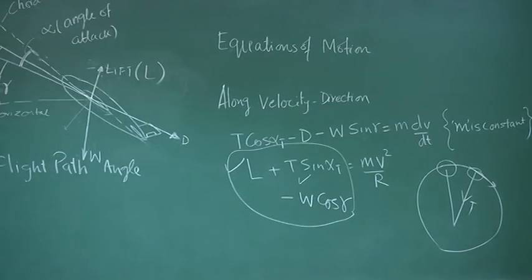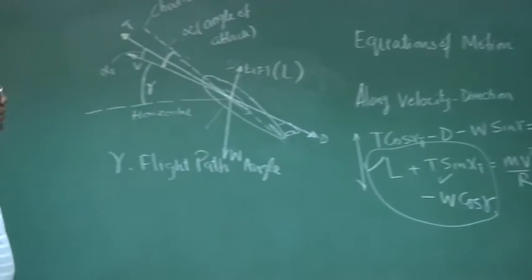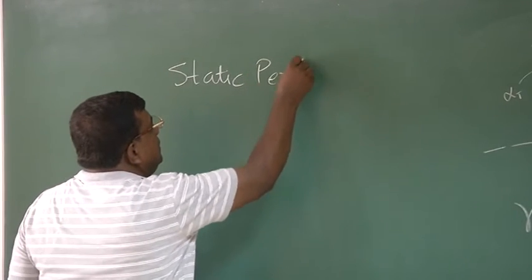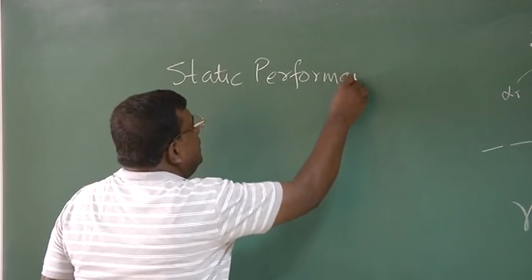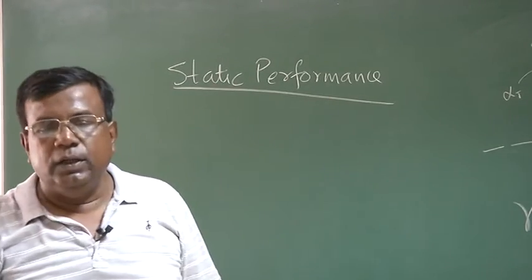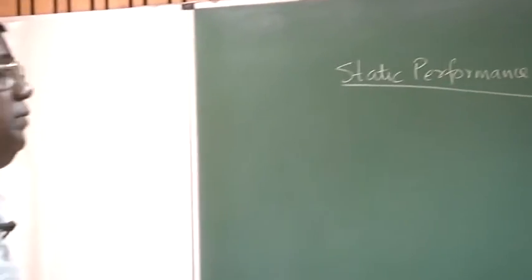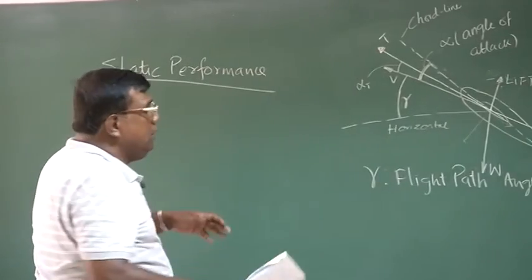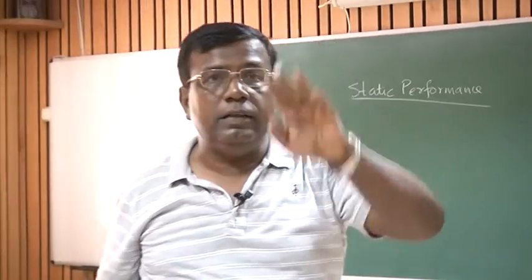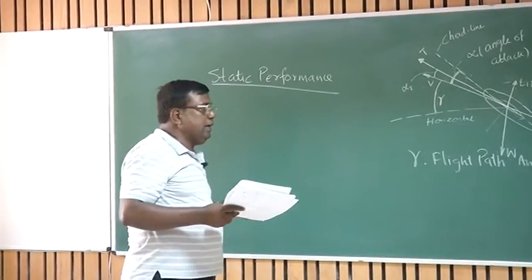So these are the two equations we will be using to derive things of very, very great importance. We will be primarily dealing with static performance. What do you mean by static performance? We are actually concentrating on performance which is non-accelerated, that is, unaccelerated flight. Okay? That is, if I am cruising at constant velocity, or if I am climbing at constant velocity. So we are not doing any flight where there is acceleration.